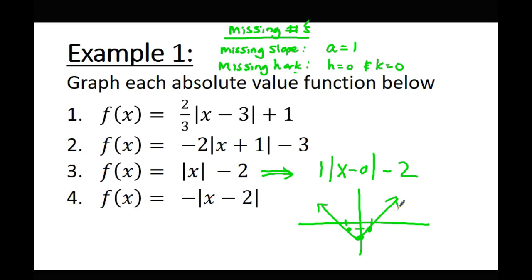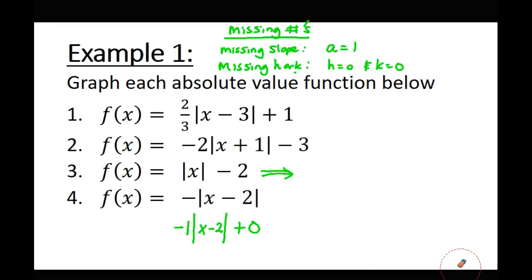All right, go and write down number 4 and see if you can predict what the missing numbers are. That's how we deal with missing numbers. So my vertex would be 2, 0, right? My slope is -1. So that means I go which way? Down 1, left and right 1. So down and left and right 1.